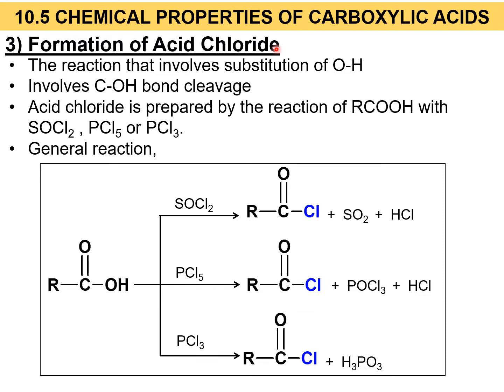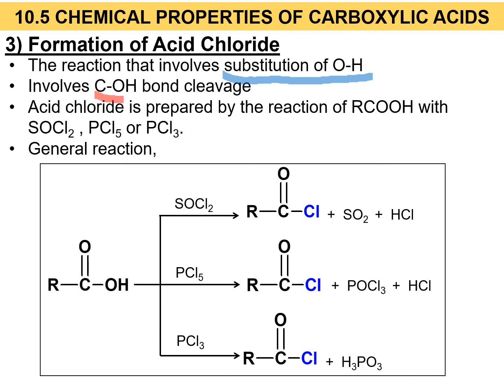Next, chemical properties of carboxylic acids ialah formation of acid chloride. This is actually a carboxylic acid derivative, di mana kat sini reaction ni dia akan involve the substitution of OH. Ada beza ya. Kalau kita get rid of the hydrogen ataupun kita substitute OH, kiranya the whole OH here will be substituted by apa yang di react. Okay, in this case dia akan substitute dengan chlorine lah.